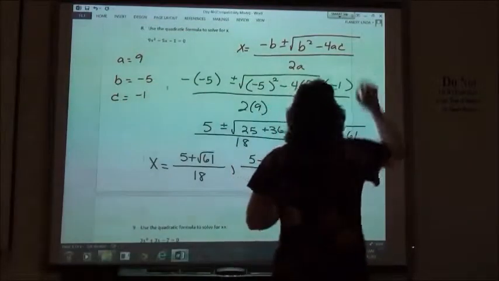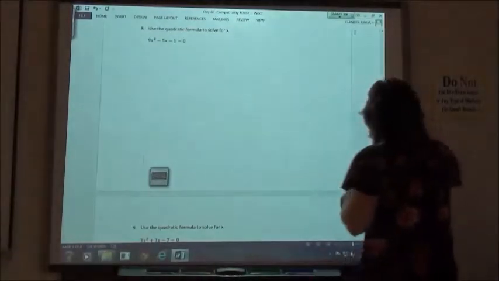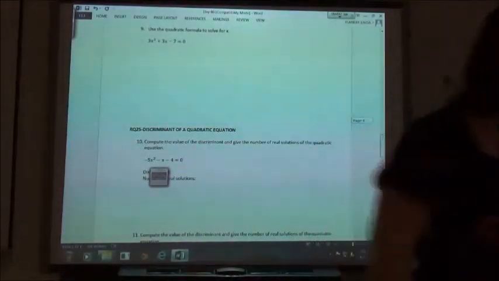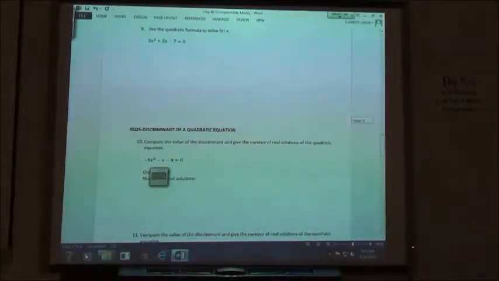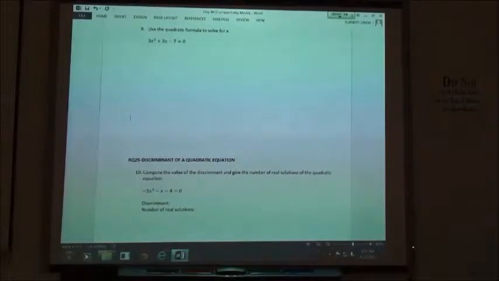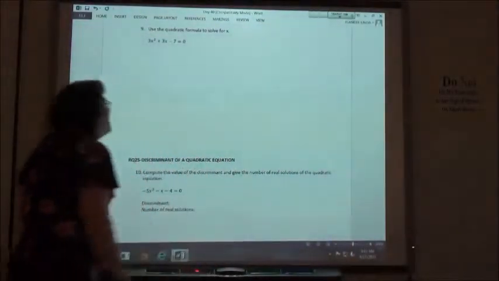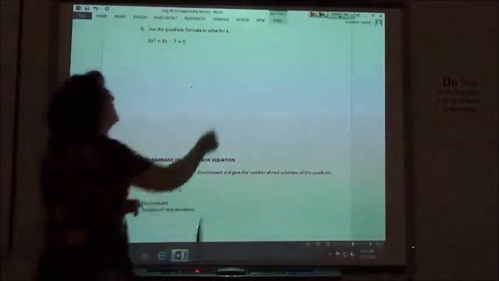Number 9. Number 9, again, we want to use our quadratic formula. I like to write big, so I'm going to add a little more space to our paper. You don't have that option, but maybe by the time I print them out next time, there'll be plenty of room. So my quadratic formula again.